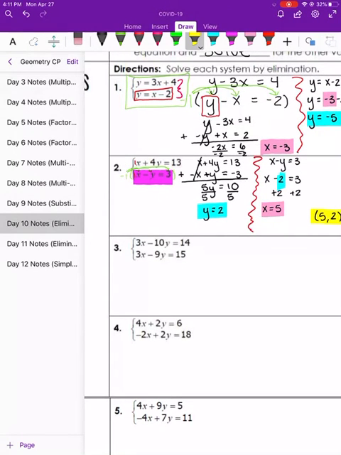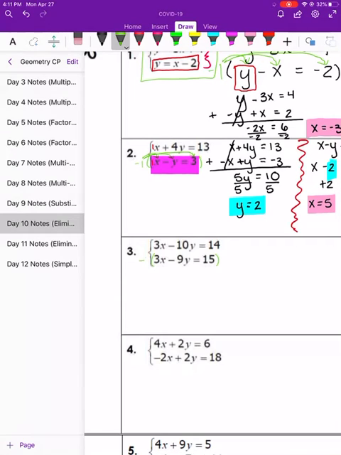Okay. So for 3, I have 3x minus 10y equals 14, and then 3x minus 9y equals 15. So I have my x's on top of x's, y's on top of y's, and numbers on top of numbers. So now I just need to choose one of them to eliminate, okay? Well, I think x is going to be easier to eliminate since both of those have the same coefficient, so I just need to make one of them negative. It doesn't matter which one. I'm going to make the bottom one negative.